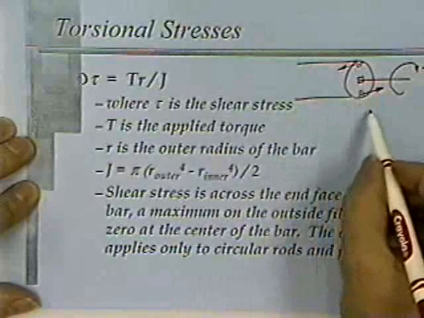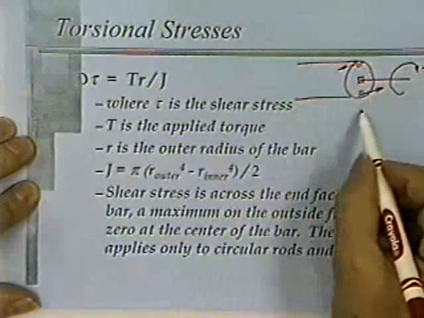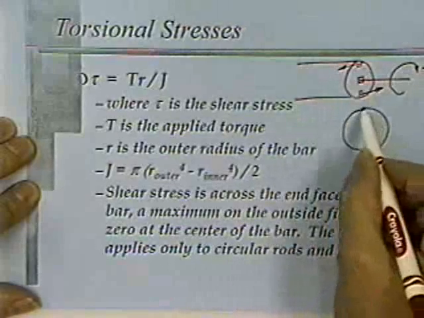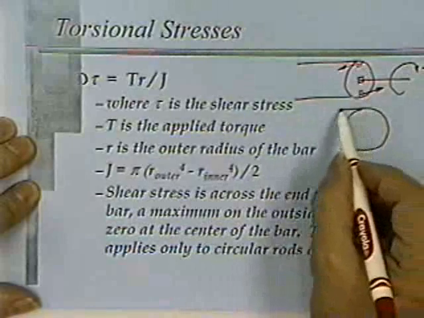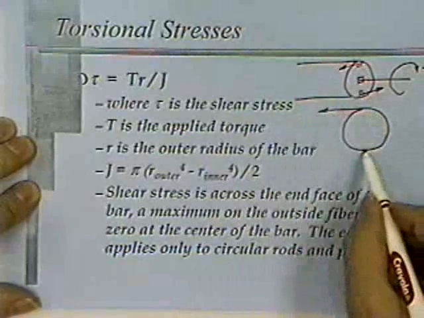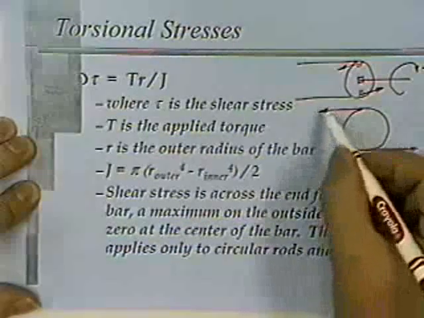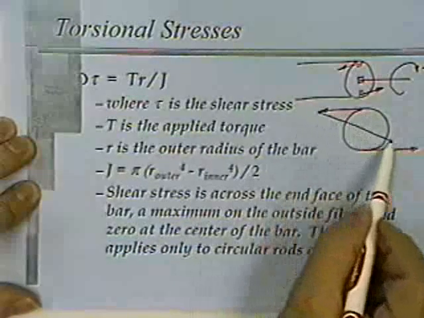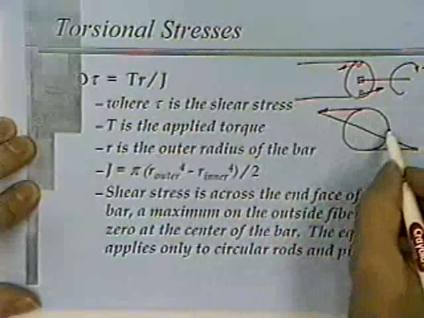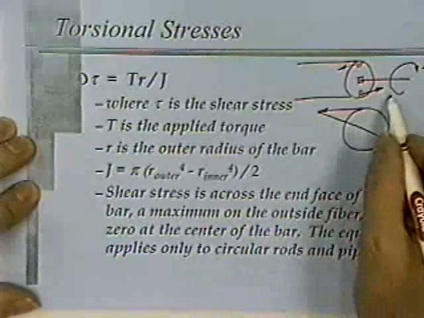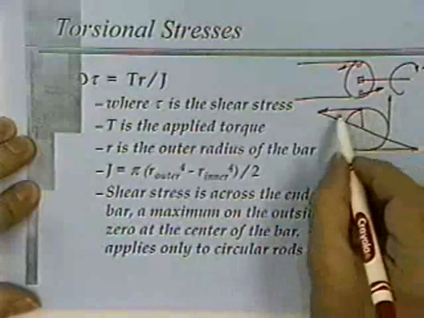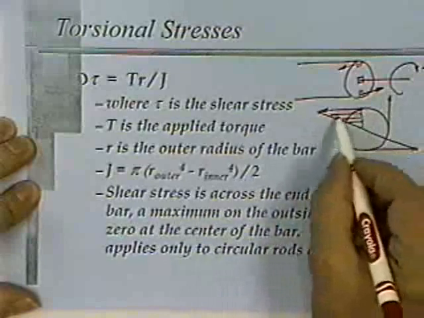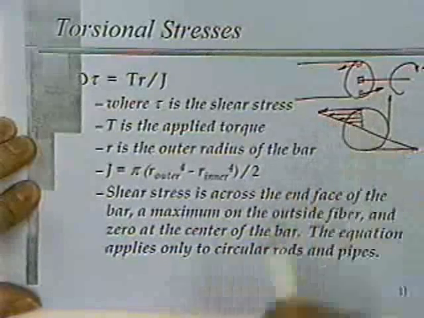The shearing stresses are actually distributed in a straight line, and they would be largest on the top, largest on the bottom, straight line. Here on the side they would be going the same direction, but basically they are a wiping stress across the face of the bar.